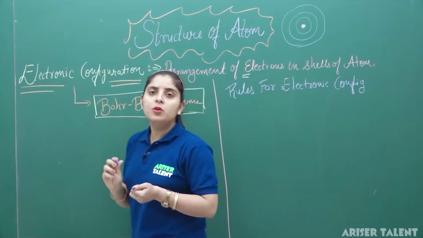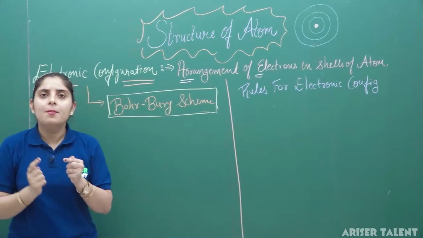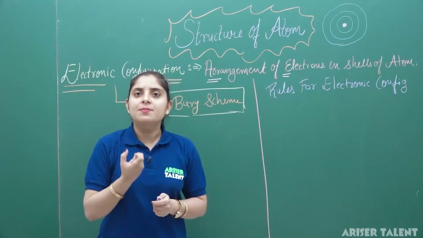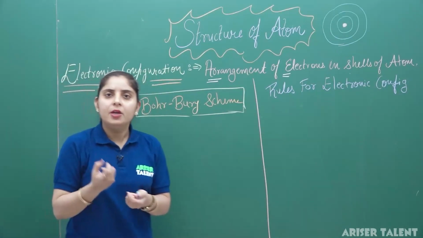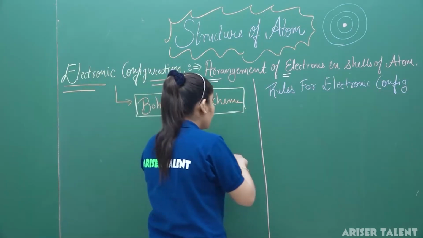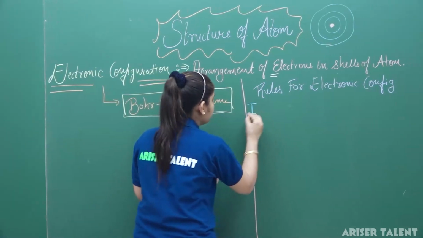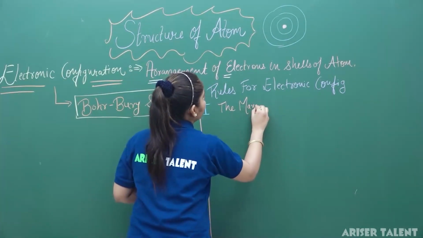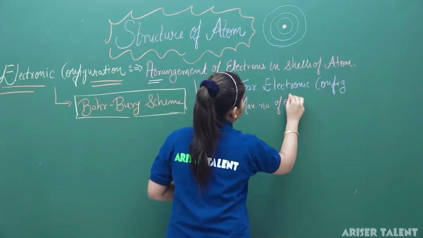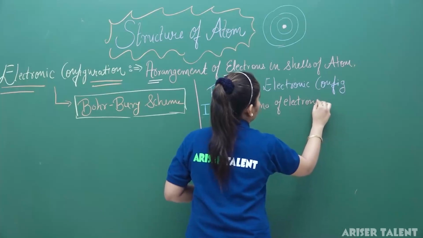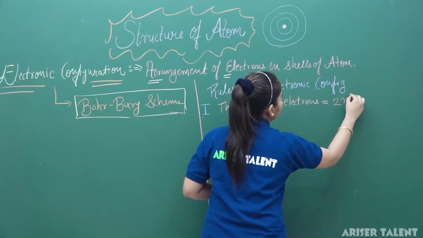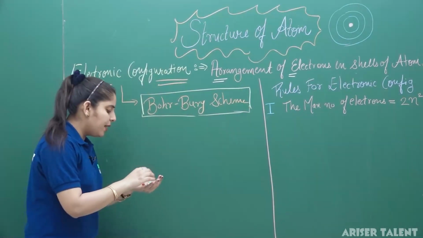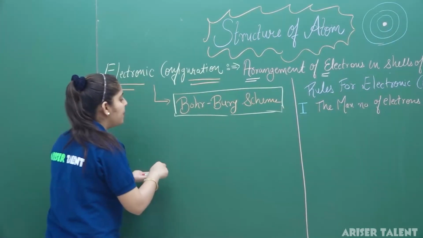Now our first rule is that the number of electrons accommodated in any shell of an atom is 2n square. So the maximum number of electrons in any shell of an atom will be 2n square. It cannot exceed the level of 2n square. This can be understood with the help of an example.